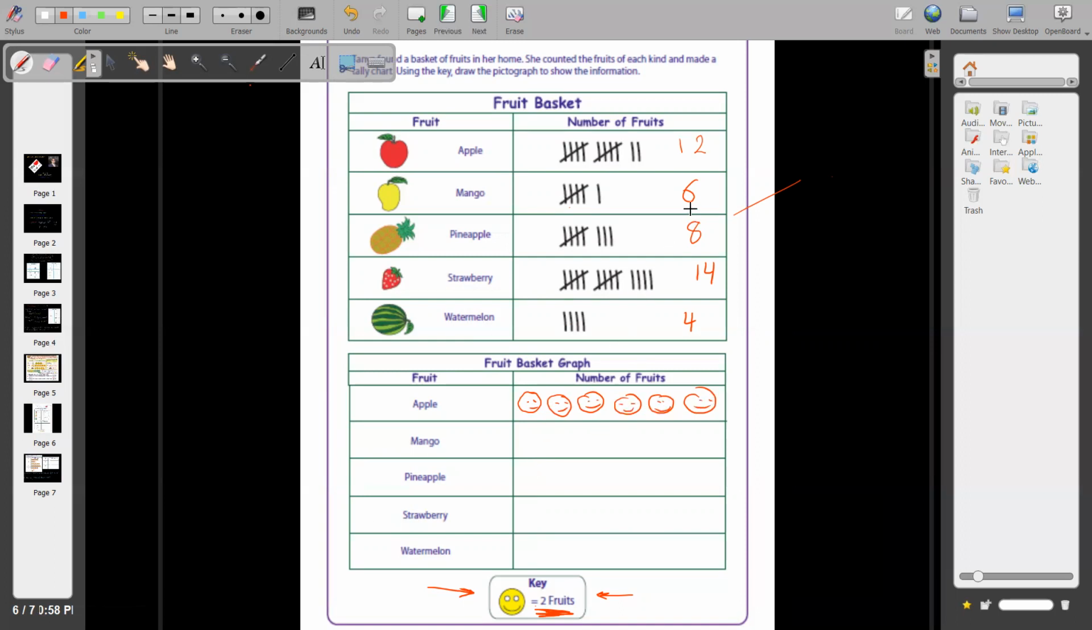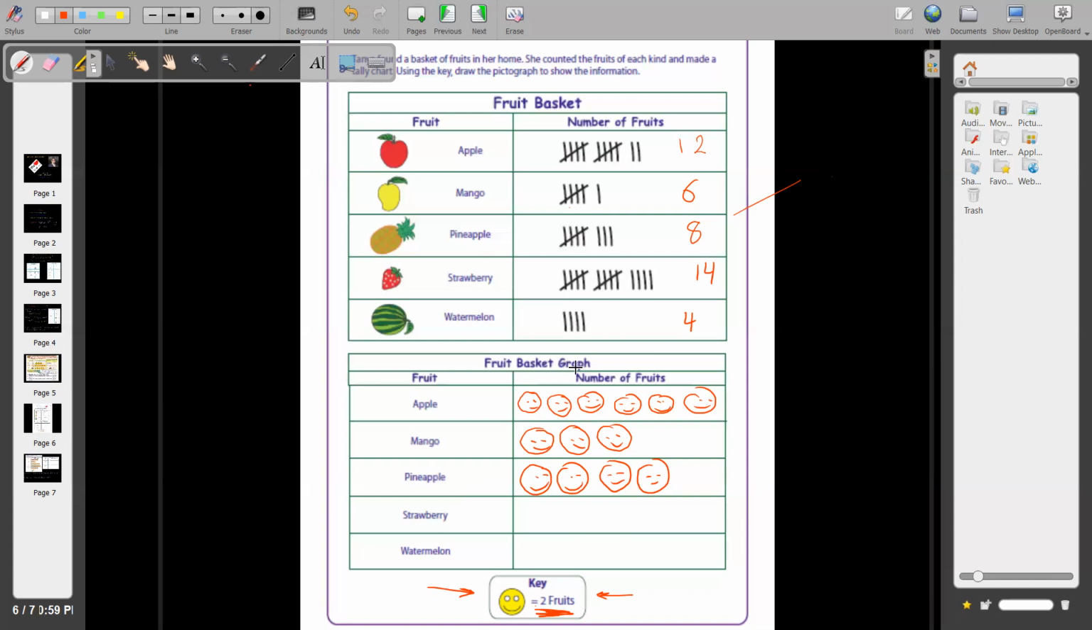Here is 6. How many faces? We draw 3 because 2 times 3 equals 6. So we draw and count. Each face represents 2. 2, 4, 6. Then we draw eyes and the mouth. How many pineapples? Pineapples 8. So we draw 4, because 2 times 4 equals 8. When I draw, I say 2, 4, 6, 8. After that, I draw eyes and the mouth.